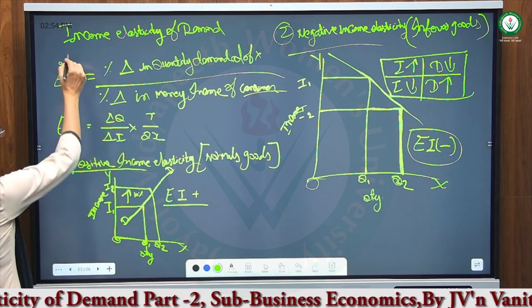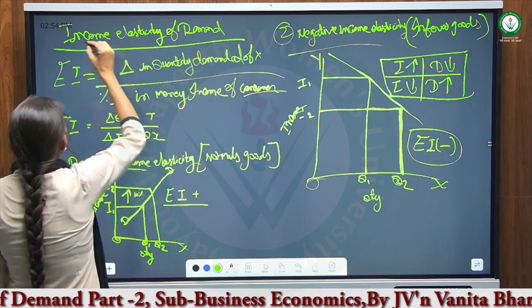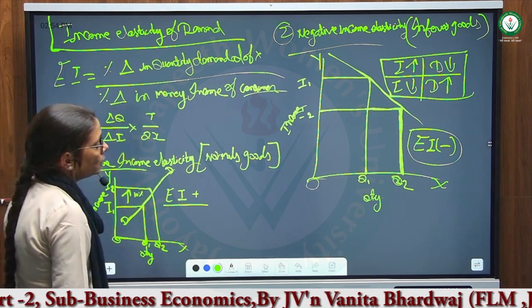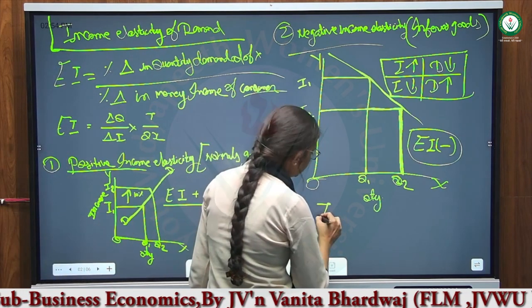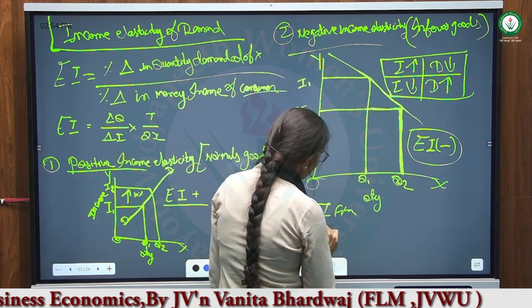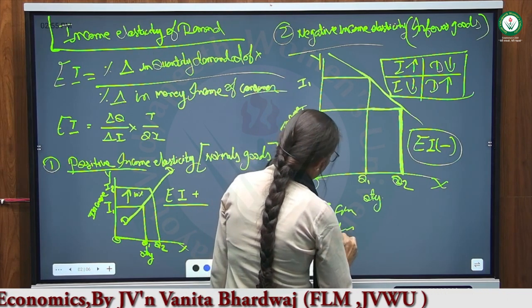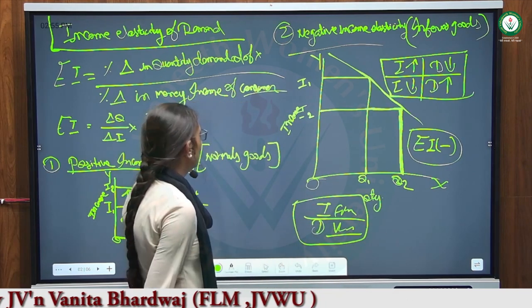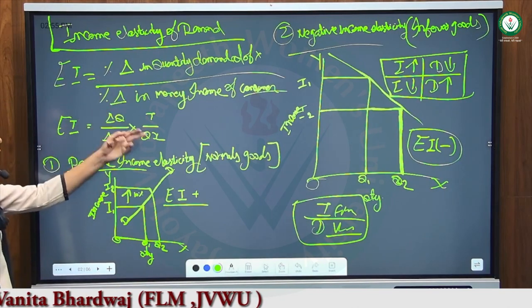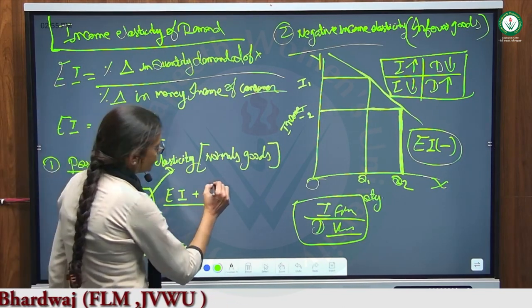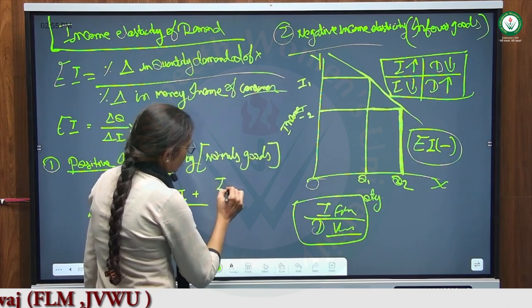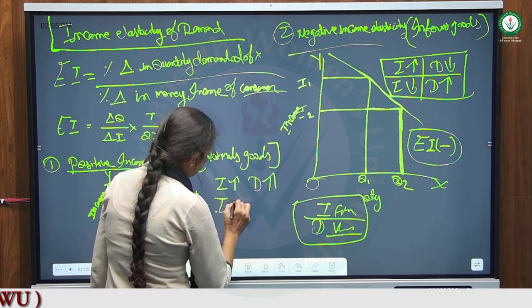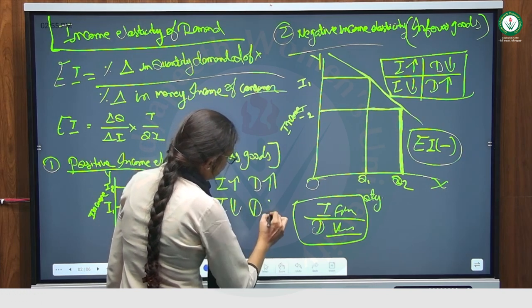The next topic is income elasticity. In income elasticity, income is the main or fixed factor and demand is the variable factor. So demand will move according to income. When income goes up, demand will go up. When income goes down, demand will go down.